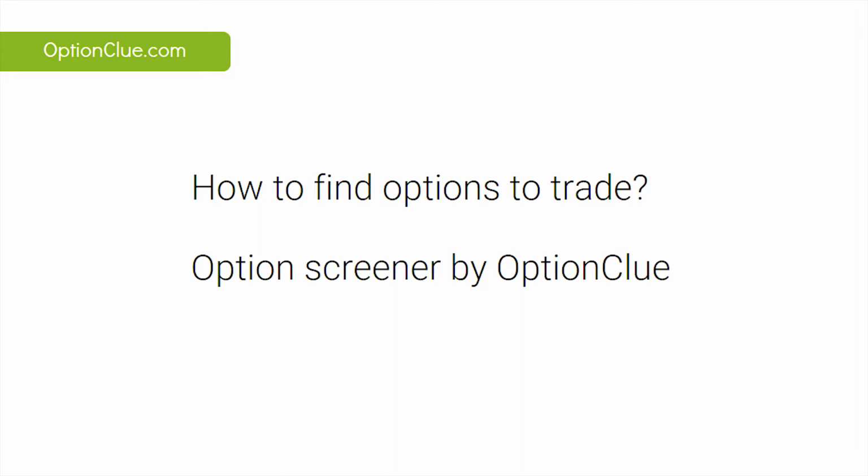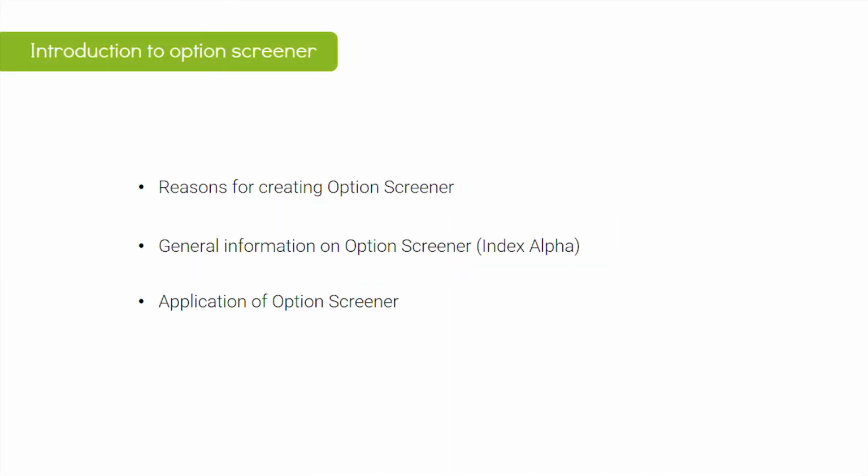Today I'll tell you how to find options to trade. To be honest, it's easier than you think, so let's start. There are hundreds of assets in the market that may be interesting for trading. This is a large amount of information that needs to be analyzed every day to get ready for trading.